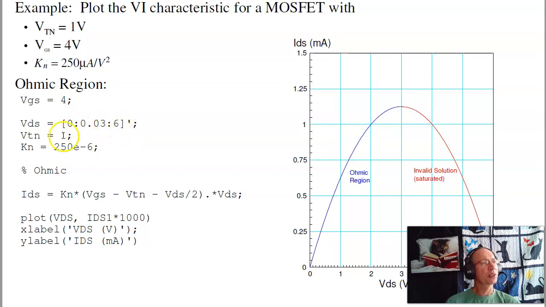I know the turn-on voltage is 1. I know K sub n. Here's the equation for the current in the ohmic region. And if you plot it, you get a parabola. The left-hand side is actually correct. As I apply more voltage, I get more and more current.